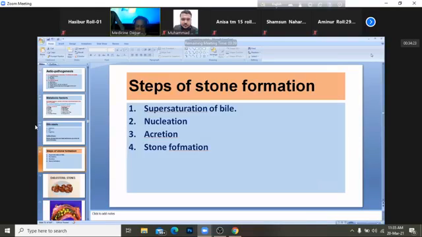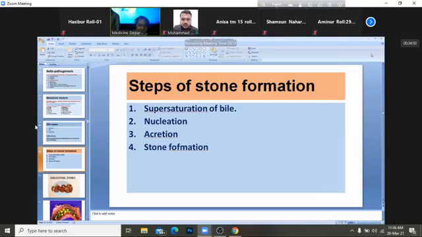And the second one is nucleation. In this situation, if the gallbladder becomes infected with the formation of mucus or mucopus or desquamation of the epithelium, or the bacteria become dead, it acts as a nucleus or center on which the stone can be formed. So the second stage is nucleation.